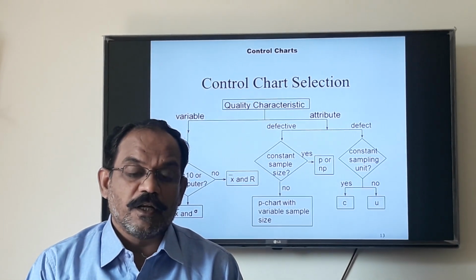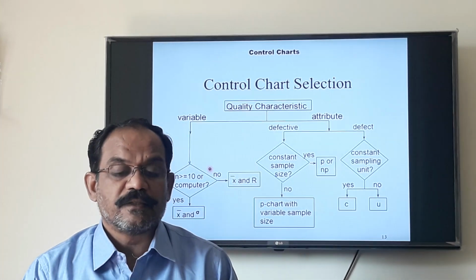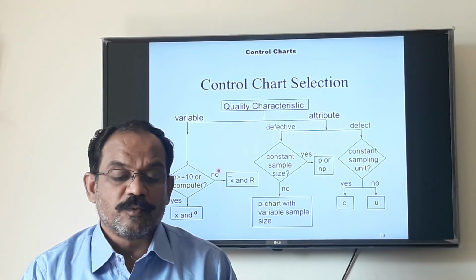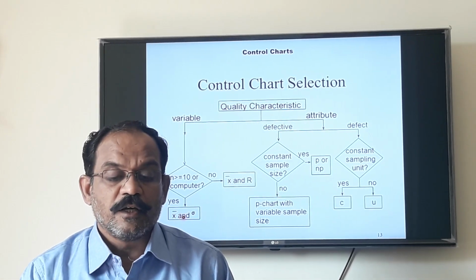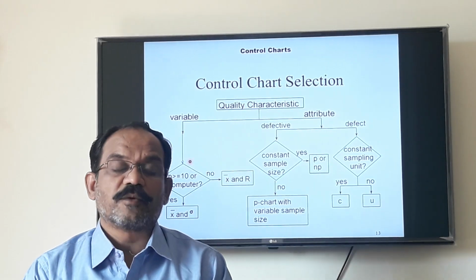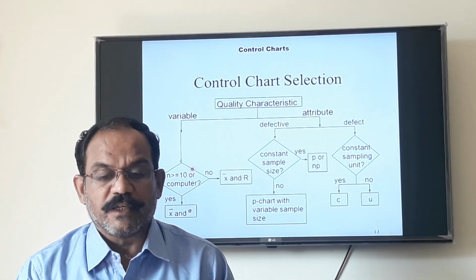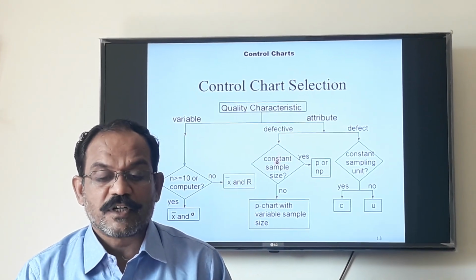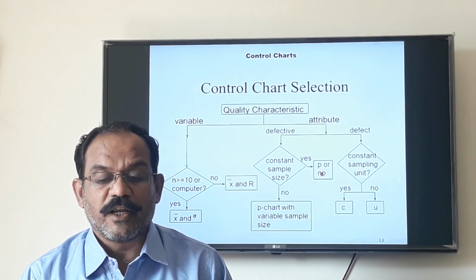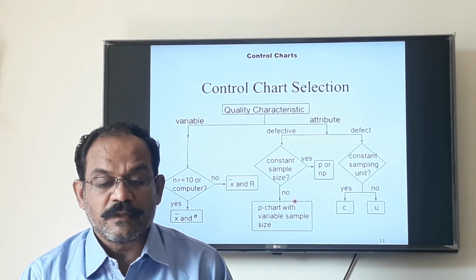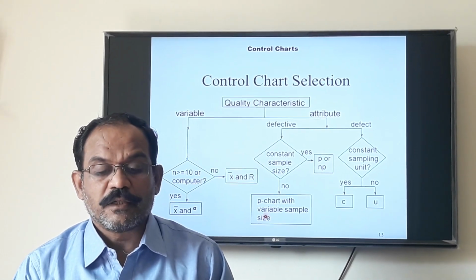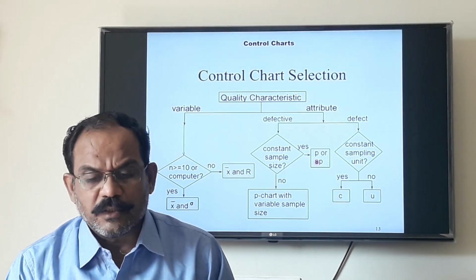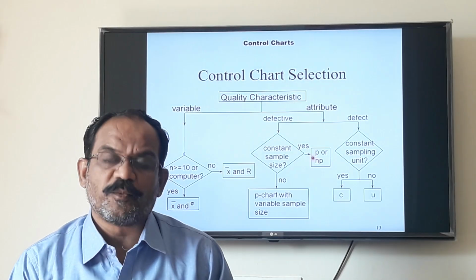Because whenever the number of samples increases, the computation also increases. So smaller values will give better results, but as the number of samples increases, calculation also increases. If you go for the attribute, defective and defects, if it is a constant sample size, then go for the P or NP chart. If it is not a constant sample size, then it is variable, and then it is the P chart. Sometimes for both sample sizes, some organizations plot the P charts also.